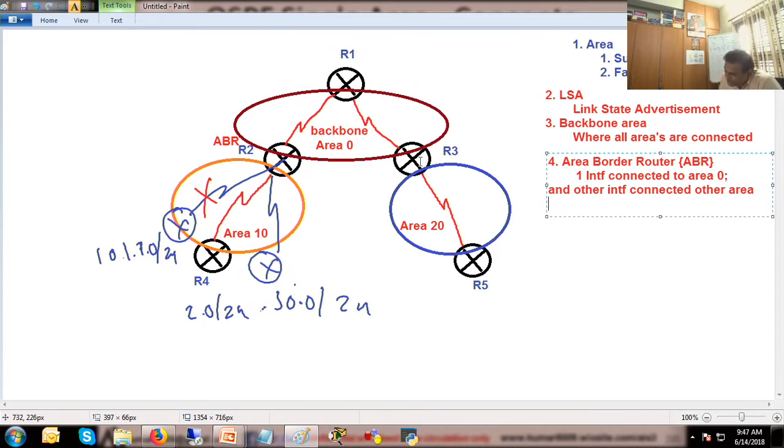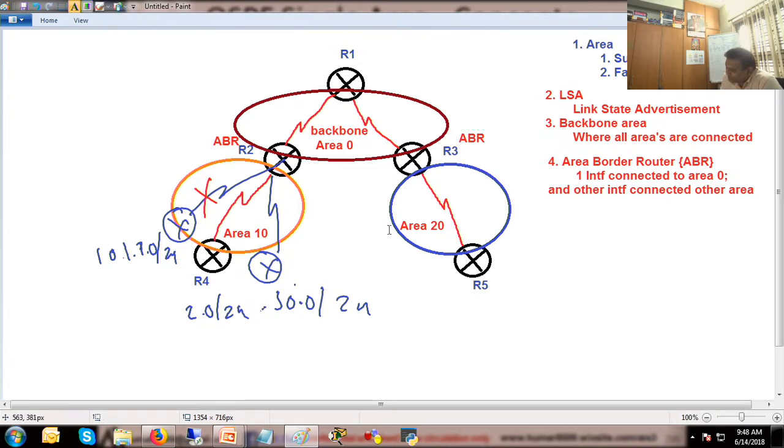Now for example, in this topology, R2 is ABR for which area? Area 10. R3? Area 20. Understand? One interface is connected to area 0, another interface is connected to the other area. That is the ABR. ABR means area border router.